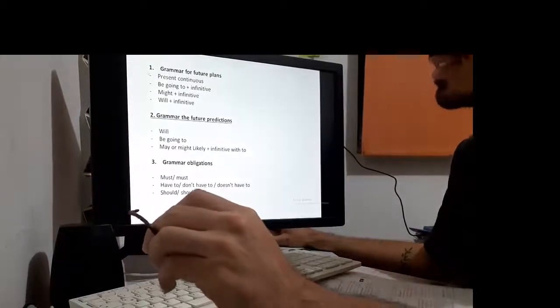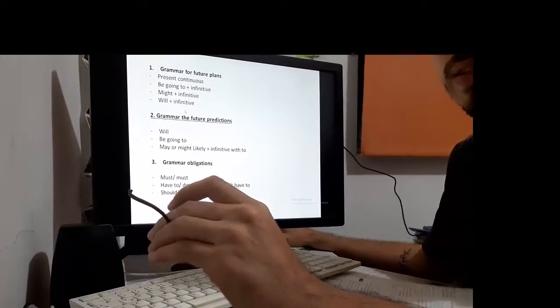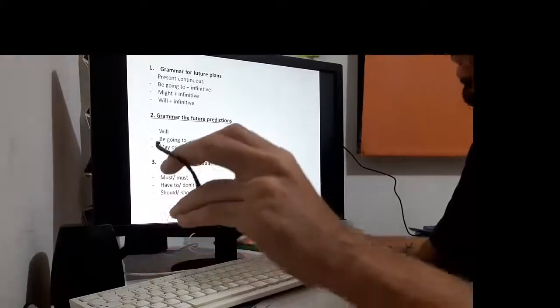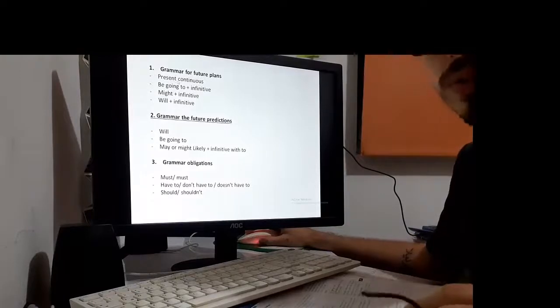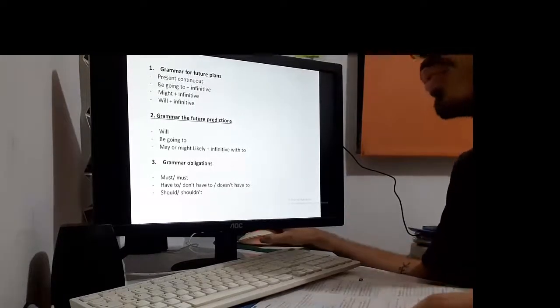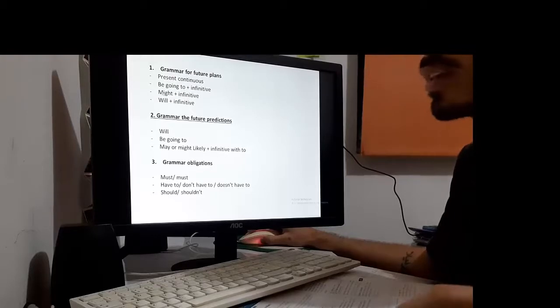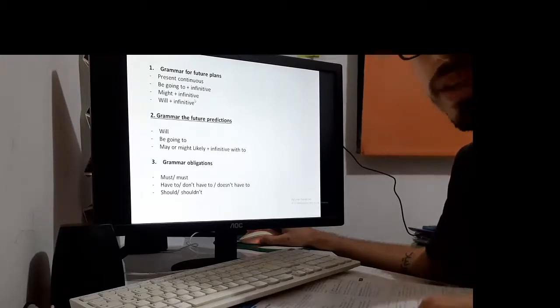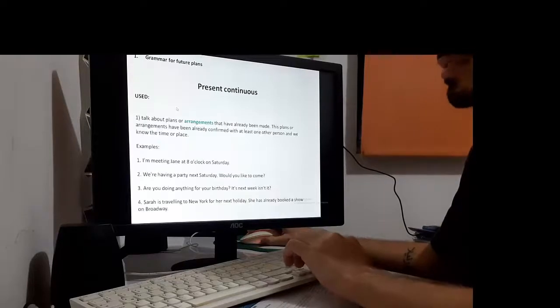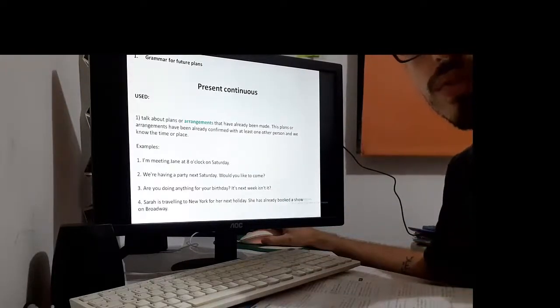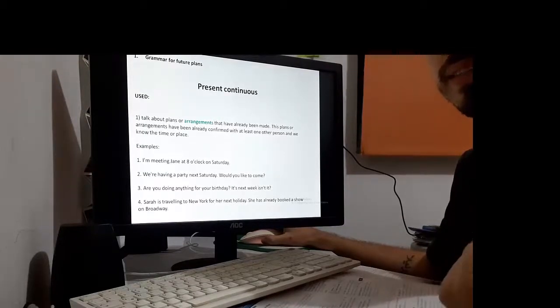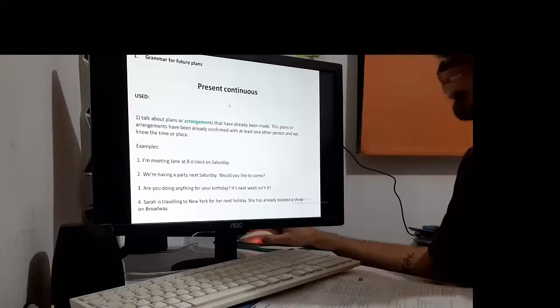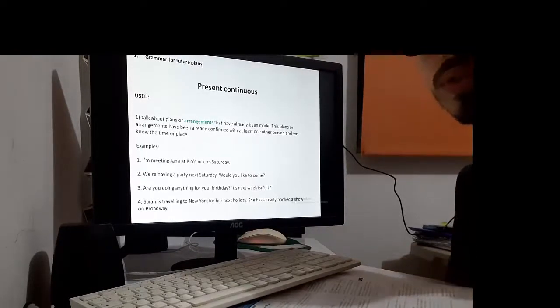And here, as you can see, there are different tenses and different structures. First of all, we have the present continuous. Then we have be going to plus infinitive. We continue with might plus infinitive, and finally will plus infinitive. The idea of this explanation is that you can understand what exactly is the difference between these tenses and when you have to use them when you are talking about future plans. Okay, let's start with the present continuous.